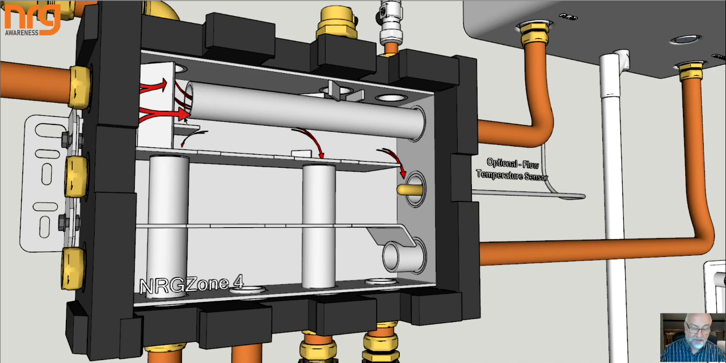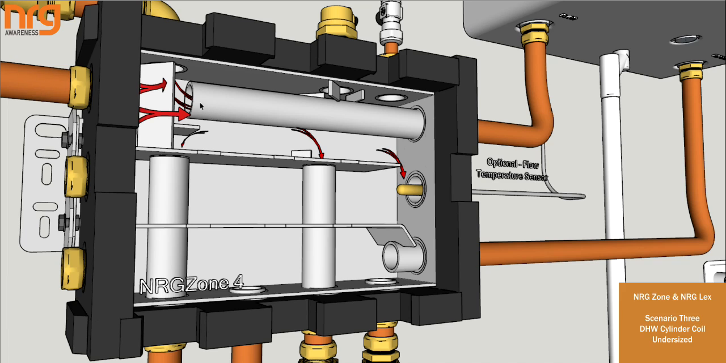And the last scenario is the worst one and probably the most frequent one you come across, where the cylinder coil is not able to take the power from the boiler, and instead of that precious hot water going out to feed the zones, it loses its temperature and reduces the return temperature back to the boiler.